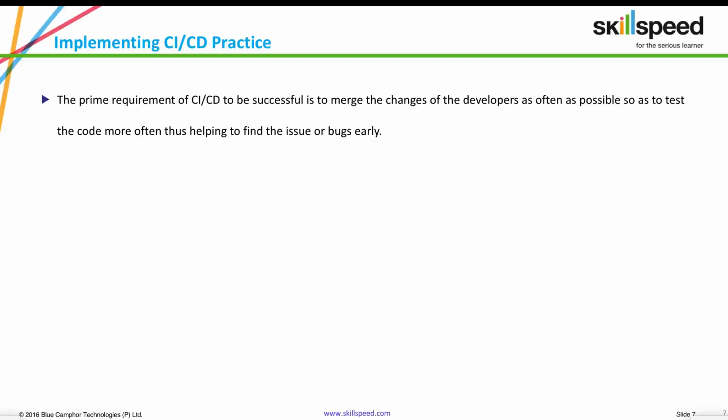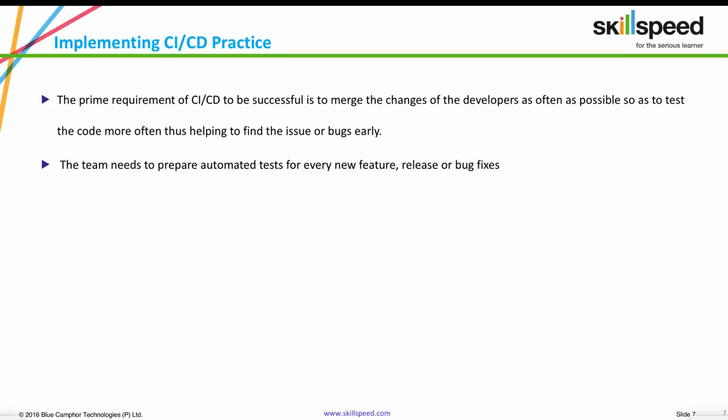The primary requirement of CI/CD to be successful is to merge the changes of the developers as often as possible. This is one of the key requirements. Continuous integration is based on this principle of frequency. That is very important here. If you don't commit your code on a daily basis or multiple times in a single day, then you cannot achieve continuous delivery or continuous integration. Testing the code more often helps to find the issues or bugs pretty early in the release cycle, and that is one of the most important results of implementing continuous integration.